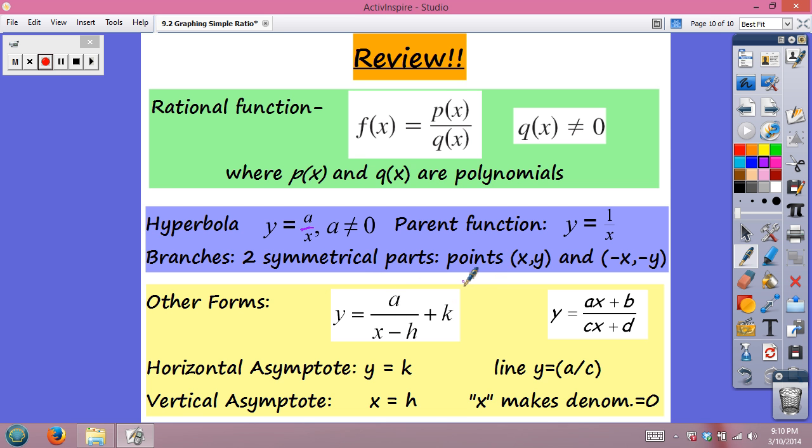Other forms that we learned about today are y equals a over x minus h plus k, where our h and k are our shifts and also our asymptotes, and y equals ax plus b over cx plus d, where our horizontal asymptote is our a over c, y line, and our vertical is where the x makes the denominator equal to 0. And that will conclude the lesson.